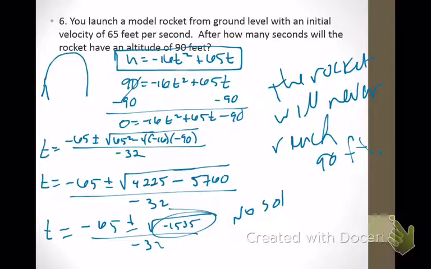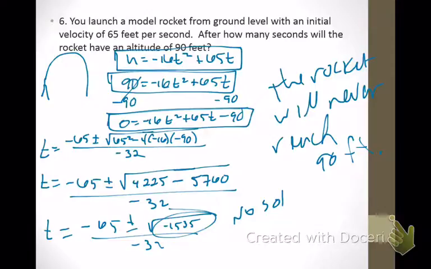We want to know after how many seconds the rocket will have an altitude of 90 feet. That means instead of setting it equal to 0, we need to set it equal to 90, which is what I did here. So we want the altitude to be 90. That means h is going to be 90, so we set it equal to 90, and then go through our solving process. Remember that your equation has to be equal to 0, so we subtract 90 from both sides to get this right here. And then we can start doing quadratic formula.